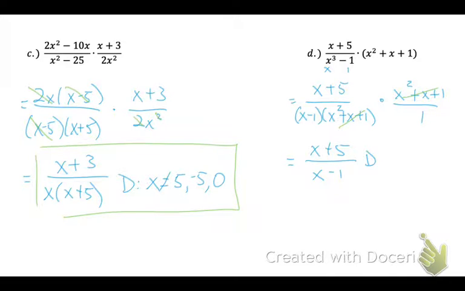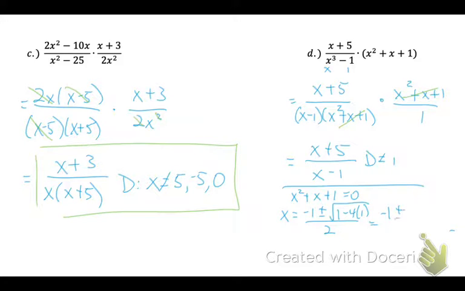And then for our domain restrictions, of course we need to exclude positive 1, and then we're going to set that quadratic equal to 0 and use the quadratic formula to figure out which imaginary values we'll need to exclude. So we'll get negative 1 plus and minus i times the square root of 3 over 2.